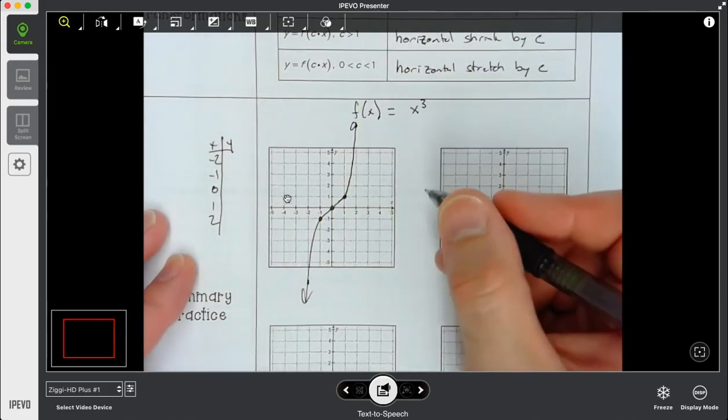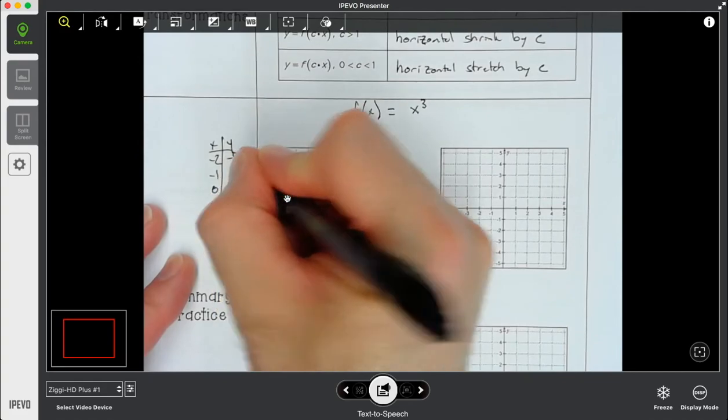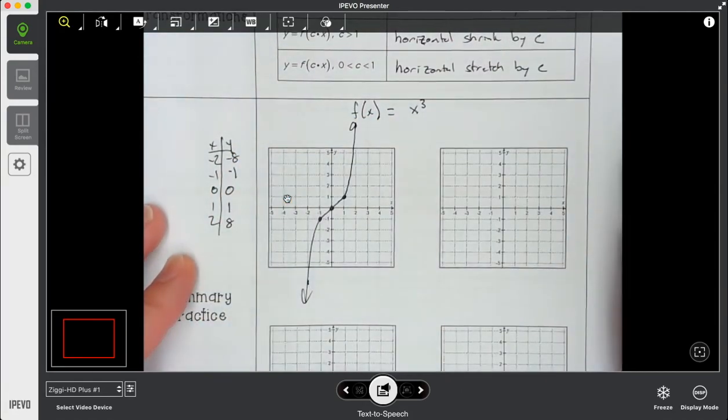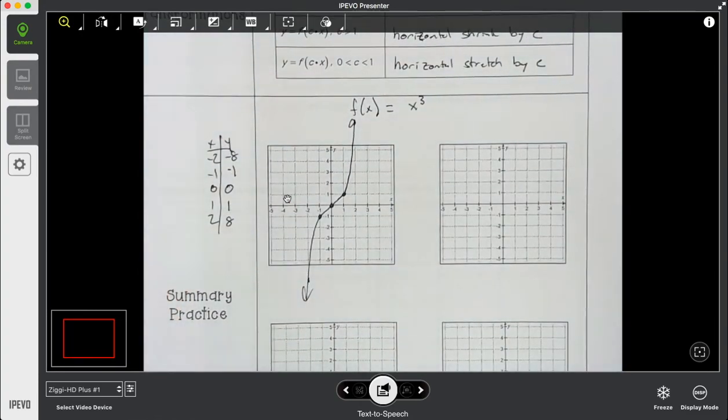So -2 cubed is -8, -1 cubed is -1, 0 cubed is 0, 1 cubed is 1, and 2 cubed is 8. And so our cubic graph looks a little bit like this.